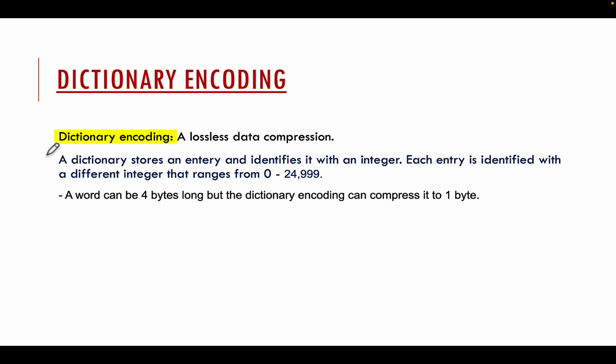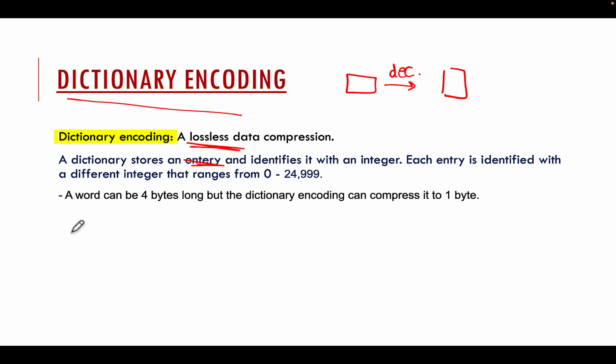And now we will look at another type of compression, which is called the dictionary encoding compression. Well, to start off, the dictionary encoding compression is a lossless data compression, which means that once it takes the compressed file and decompresses it, you'll get the original file back with no loss of information. And how does that work? Well, the dictionary stores an entry, such as a word, for example. It can store a word and refer to it with an integer.